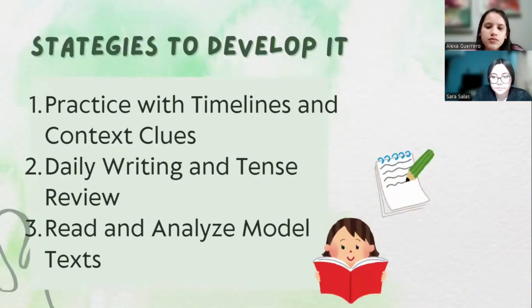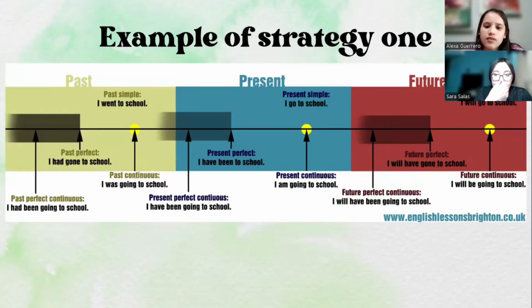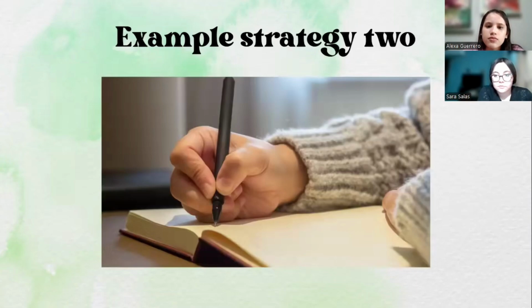Okay, so these will be the strategies to develop it better. The first one would be practice with timelines and context clues. You just basically have to do a visual timeline to map out when actions happen, writing sentences or short paragraphs using prompts that clearly state a time. For example, yesterday, now, or tomorrow to match the correct tense. It is helpful because it strengthens your understanding of how each tense aligns with time and improves your ability to apply them accurately. The second strategy would be daily writing and tense review.